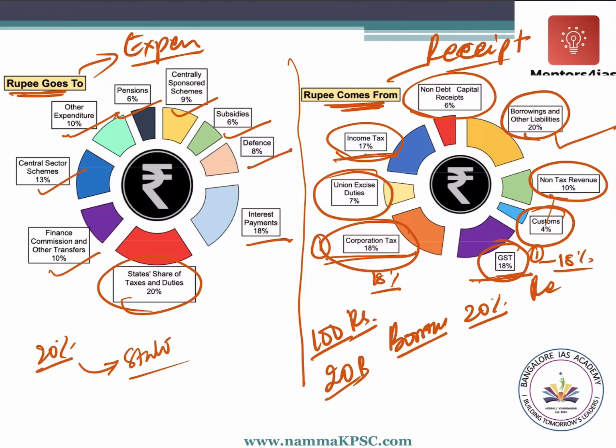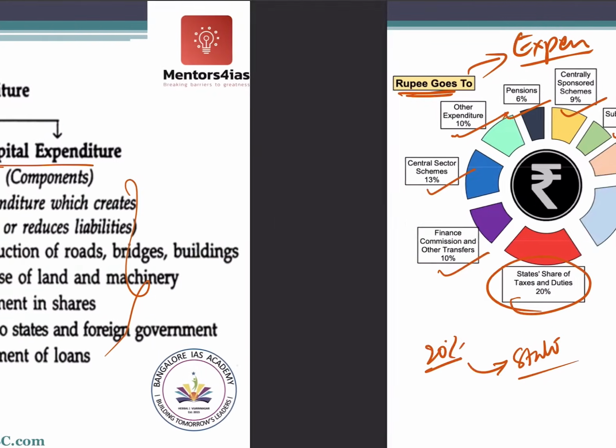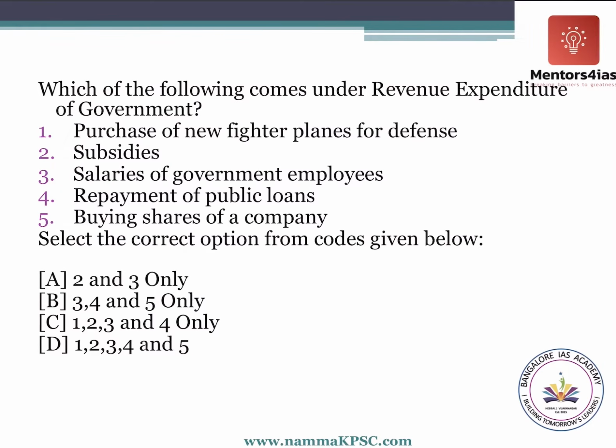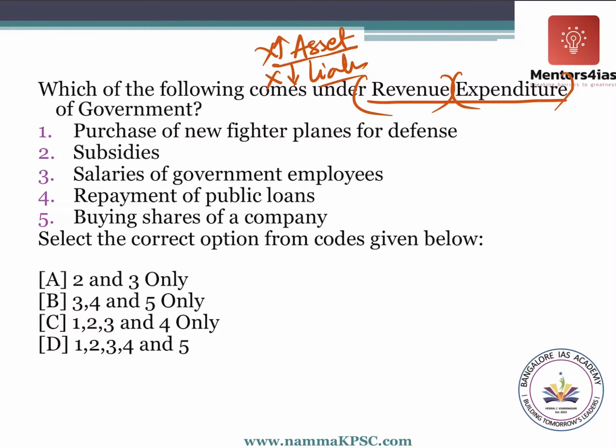Now we will try to solve some questions related to what we have discussed. I hope this is clear. So here's the question. You can pause it, answer, and then we will discuss it. Which of the following comes under revenue expenditure? So expenditure is anything that the government spends. What is revenue? I told you revenue is something which does not increase the assets, or reduce the liability of the government. Government spending this money does not create any asset or reduce the liability. So let's see what it is.